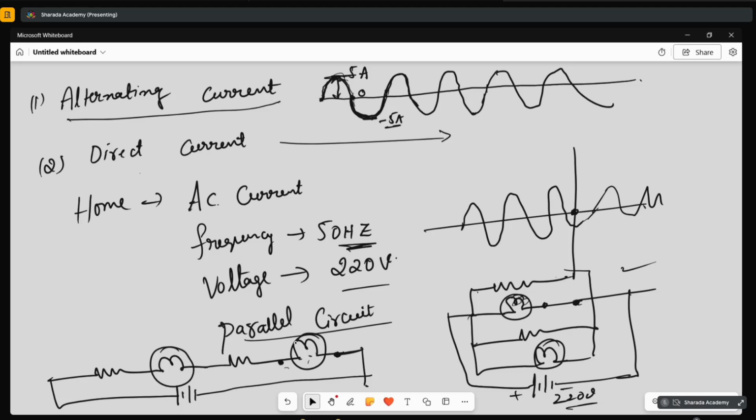And the third reason is the resistance will be less in the parallel circuit. What we studied in electricity, resistance is less in the parallel circuit than in the series circuit. So because of all these reasons, whatever appliances we have in the home, they are connected in the parallel circuit, not in the series circuit. Okay, so clear now?